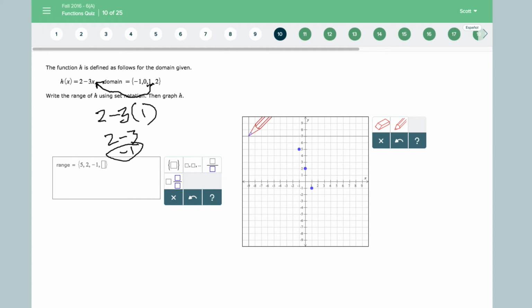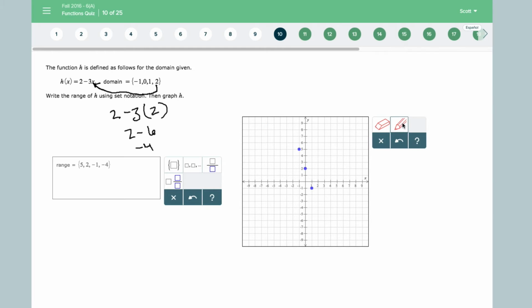And the last one, I'm going to take the 2 and put it there. 2 minus 3 parentheses, and I'm putting a 2 there. -3 times 2 is -6, so 2 minus 6 is -4. -4. And again over here, when I plugged in a 2, I got -4. And there we have it. With that domain, that's our range.